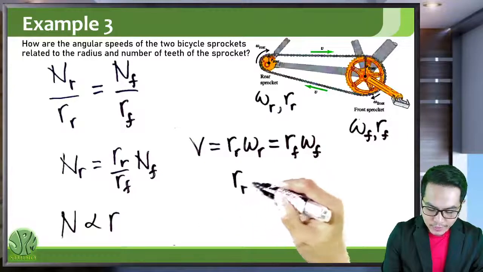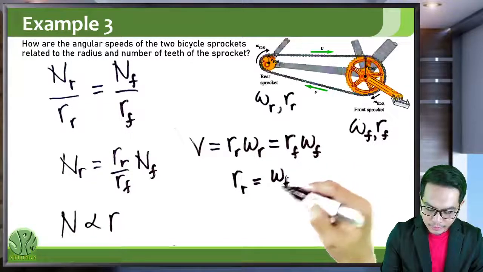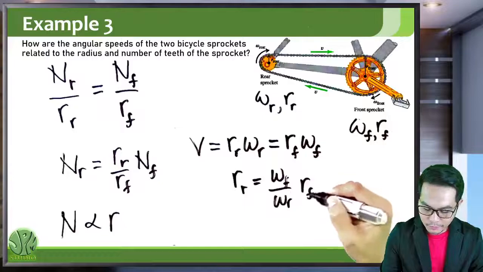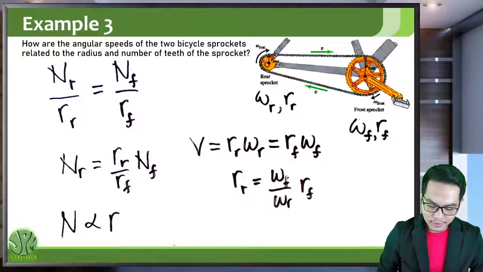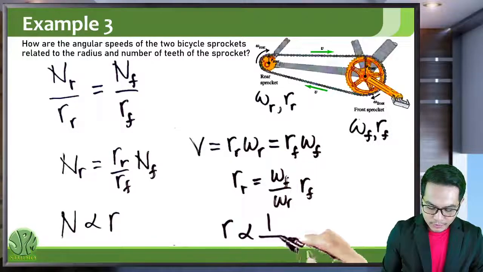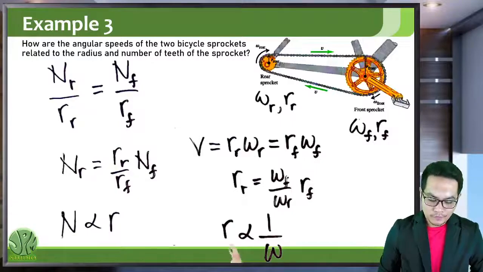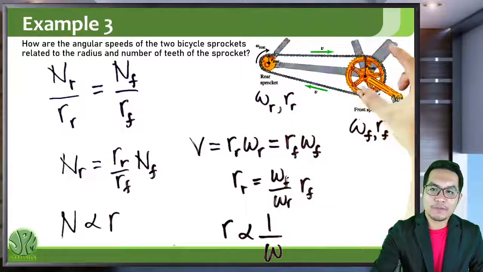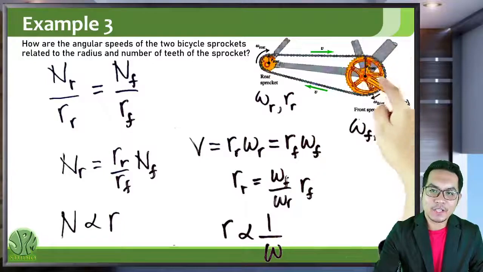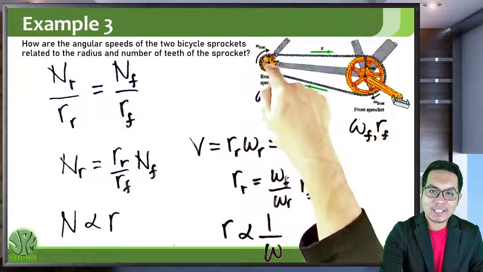So the radius of the rear is omega_f over omega_r times r_f. I just divide by omega_r. So you will notice that r is inversely proportional to the angular velocity. The smaller the radius, the larger the angular velocity. So in this configuration, where the front gear has the larger radius, it has a slower angular velocity, while the rear has a larger angular velocity.